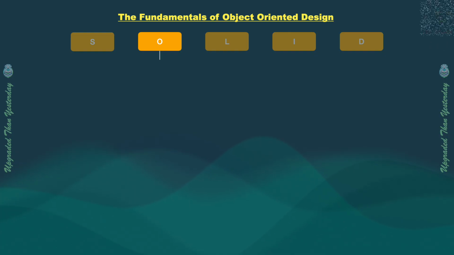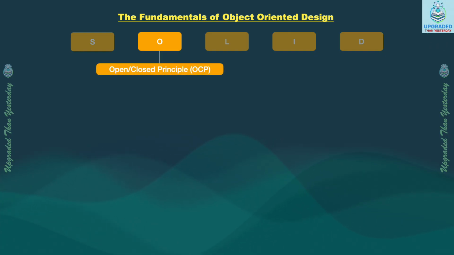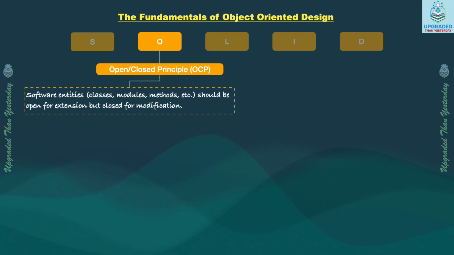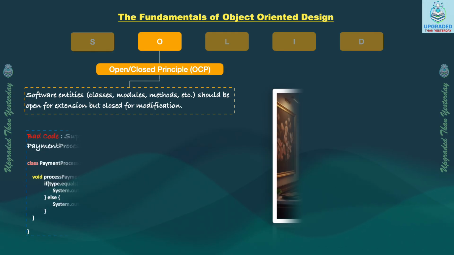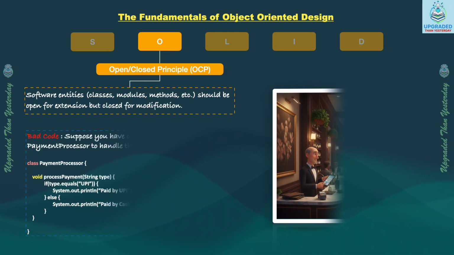Coming to the next principle, which is the Open-Closed Principle. According to this principle, any software entities like classes, modules, methods, etc. should be open for extension but closed for modification. That means this principle stops us from doing unnecessary modification to any existing module, so that unwanted bugs can be avoided and retesting efforts can be reduced. Let's understand it with an example.